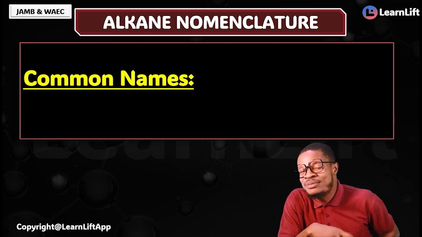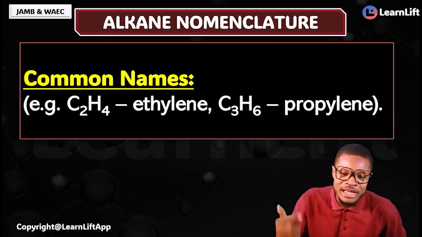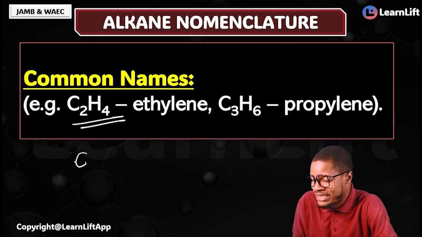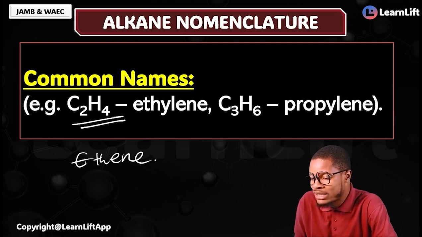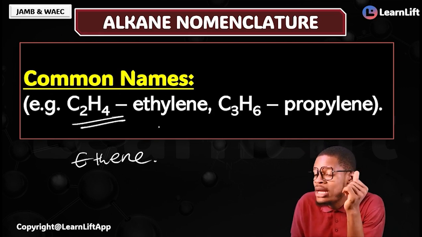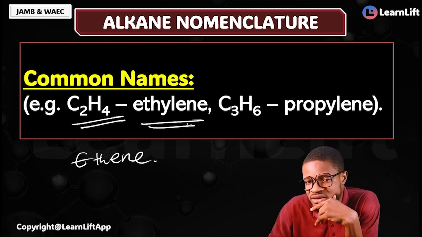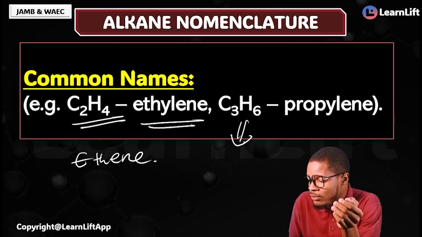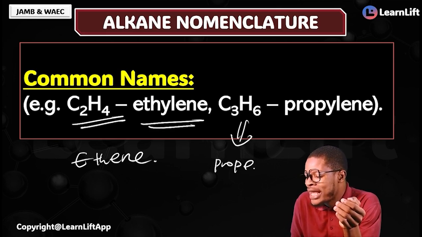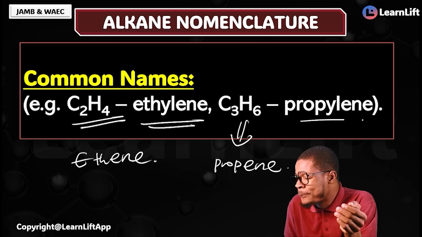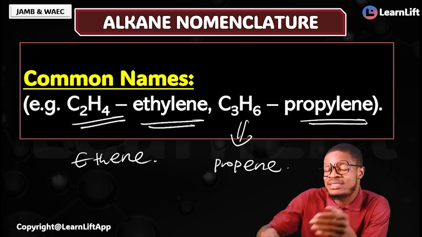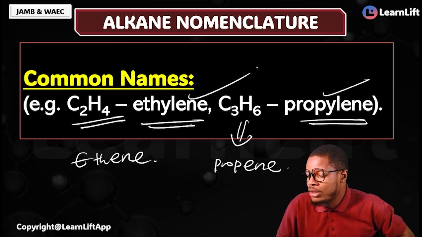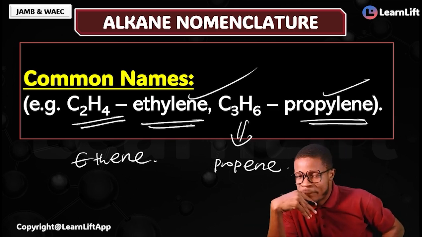After trivial names, we came to common names. For example, C2H4, which is ethene with a double bond, has the common name ethylene. So when you hear ethylene, that's ethene. The formula for propene, with a double bond, has the common name propylene. But these are just their common names. As simple as that.